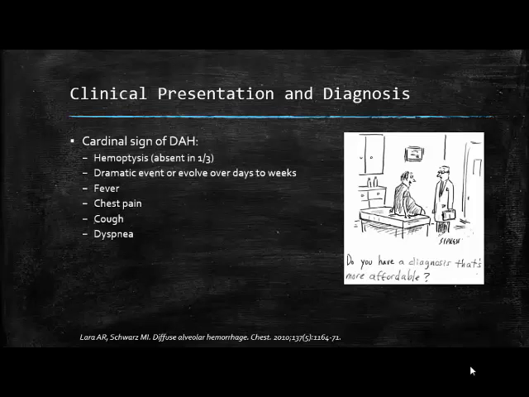Now, how do patients present? Around 70% of the patients present with hemoptysis. It's usually a dramatic event, happens very quickly, developing over days to weeks. Patients could present with fever, chest pain, cough, as well as dyspnea.